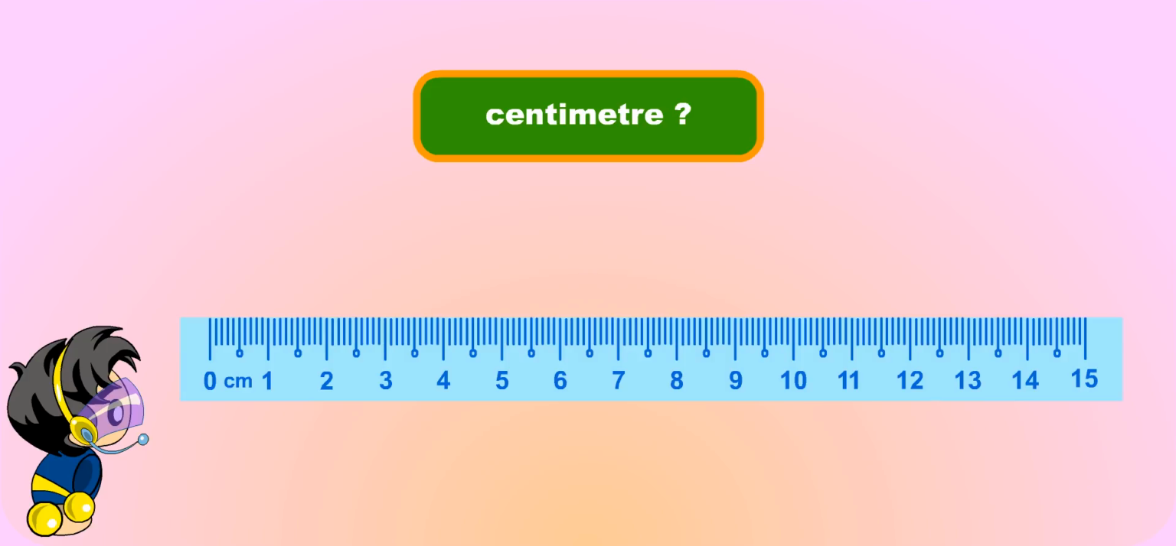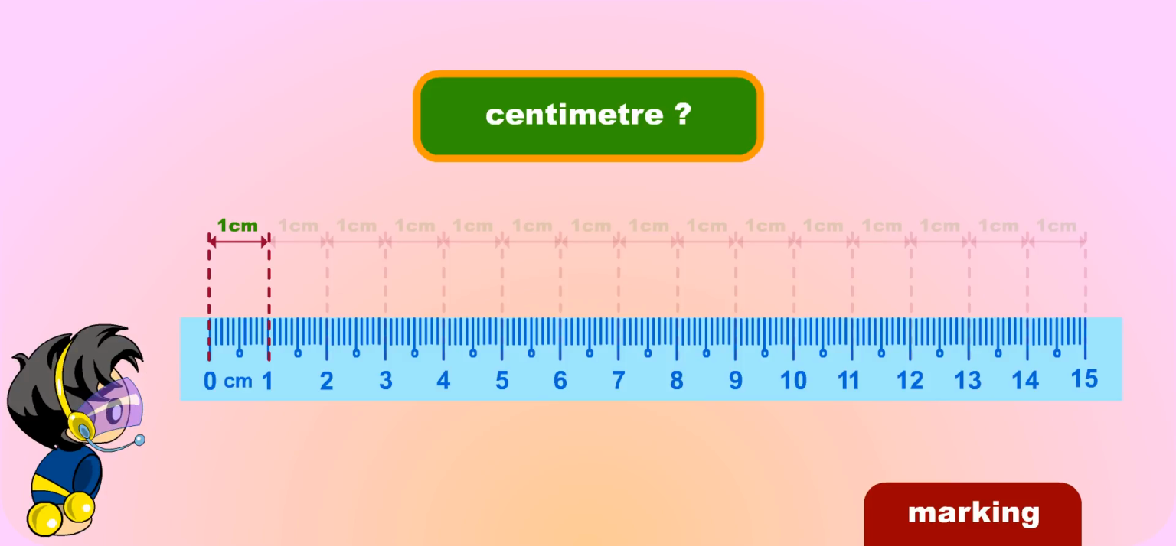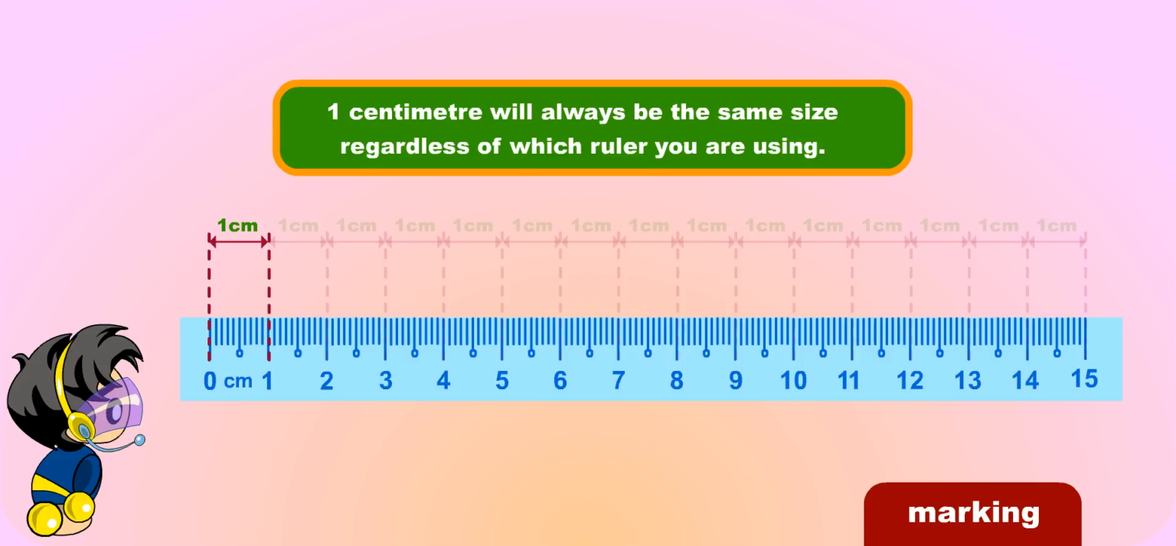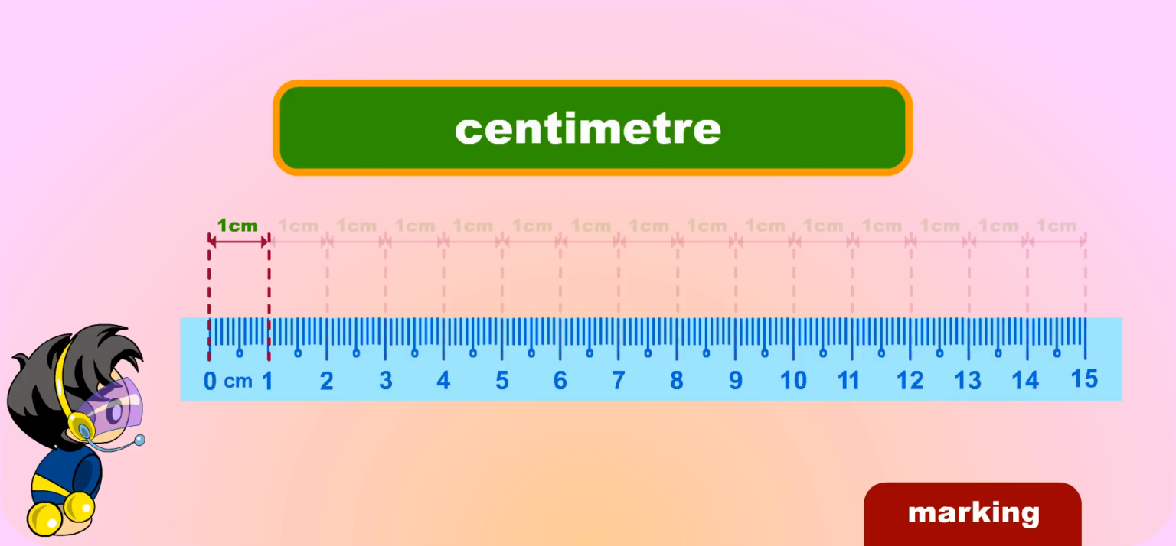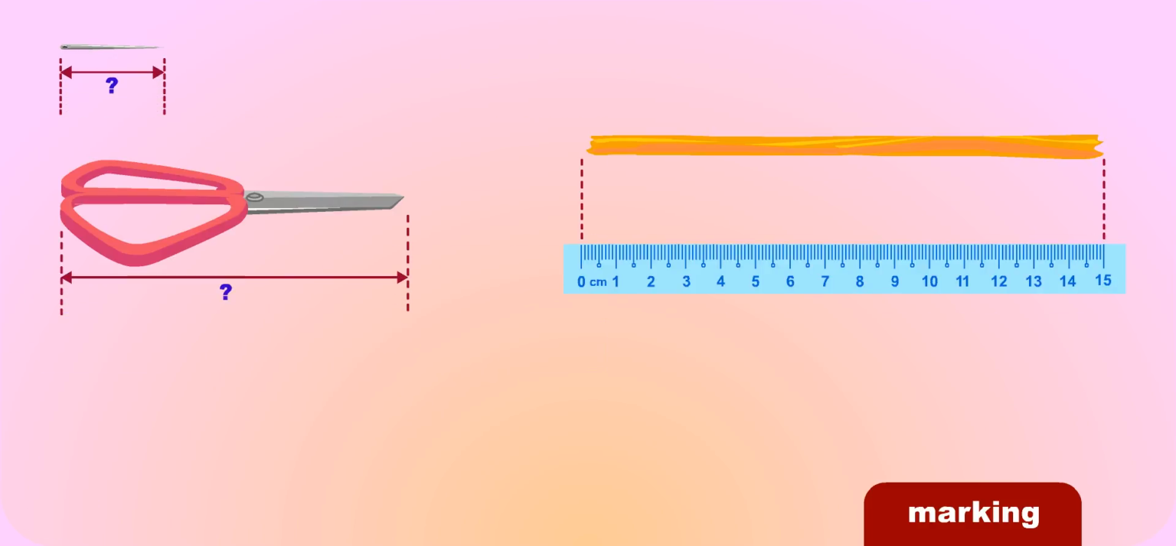Let's look at this ruler. There are many markings on it. Each of these markings represents 1 centimeter. 1 centimeter is 1 unit. The one difference is that 1 centimeter will always be the same size regardless of which ruler you are using. A centimeter is also read and written as 1 cm. We can now measure the length of these other objects.